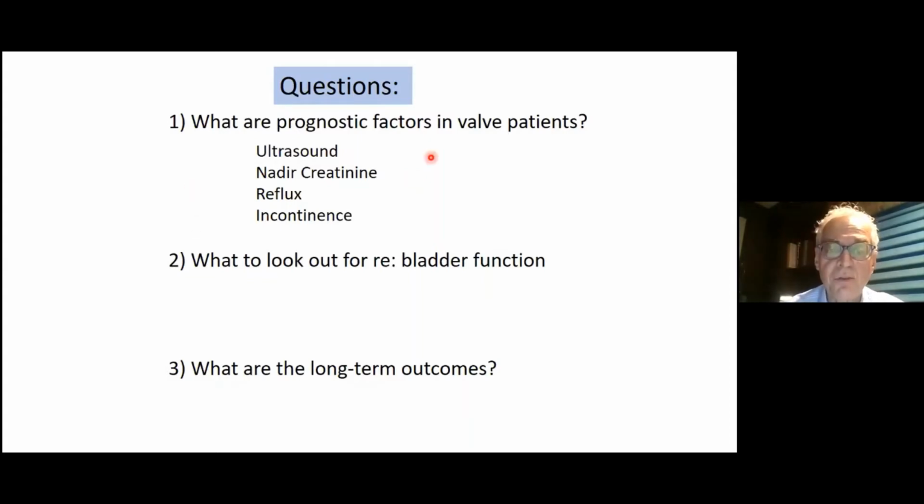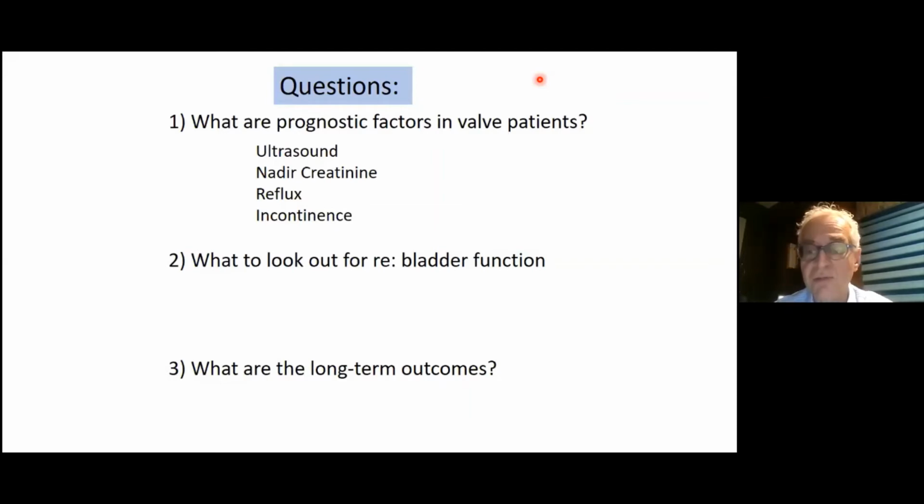And the older literature that I grew up with showed reflux was also a prognostic factor. So reflux, if it's present on the initial cystogram, is bad. But even worse than that is after you resect the valves, if reflux is still present, then that's a really bad prognostic sign.